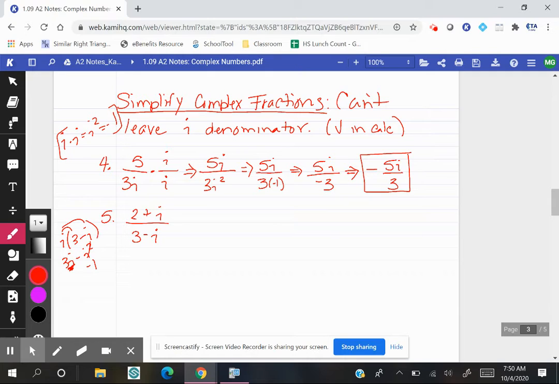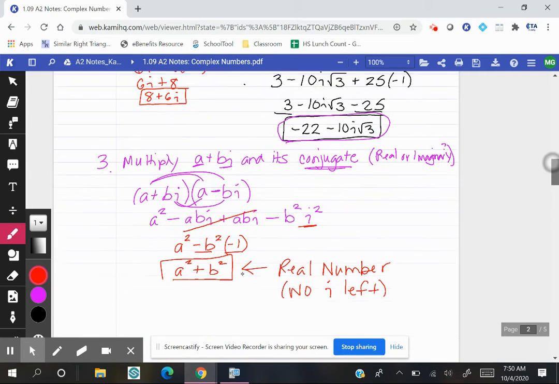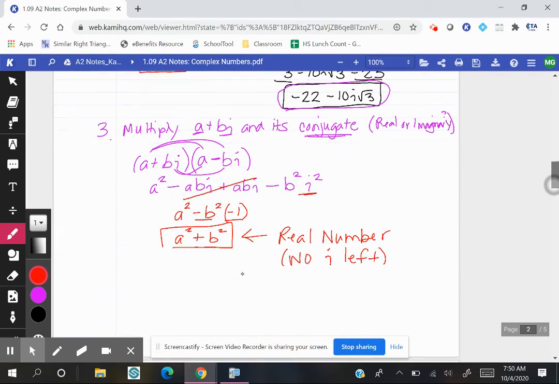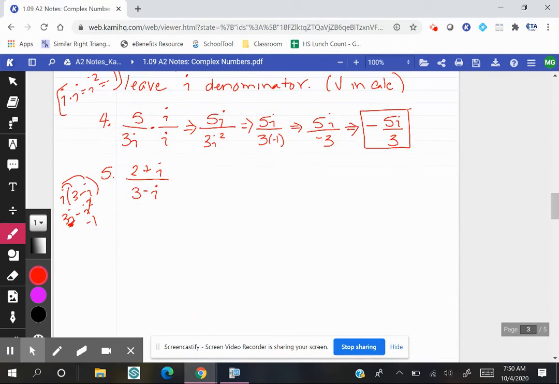So I want you to think about what we did in number 3. We multiplied a plus bi by its conjugate. And what happened? When we multiplied them together, we lost the i, and it became a real number. So that's what we want to do every time you have a binomial. You're going to multiply the bottom by, I'm going to put these in parentheses, its conjugate, so 3 plus i. And if I do that to the denominator, I need to do that to the numerator.